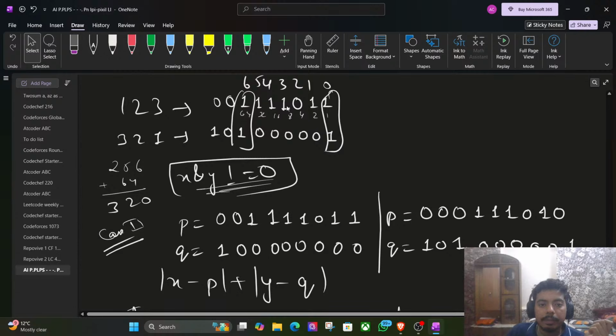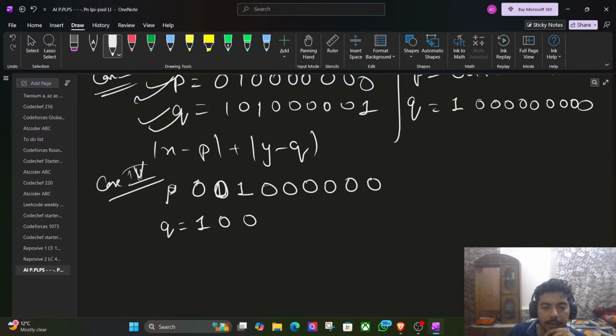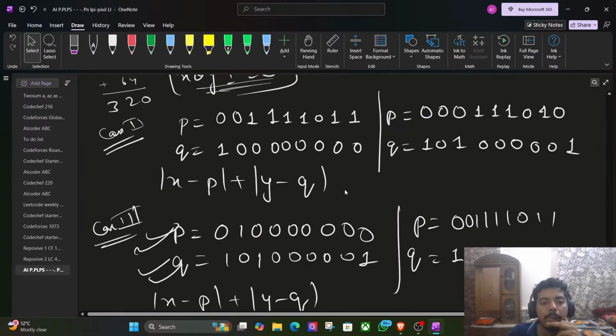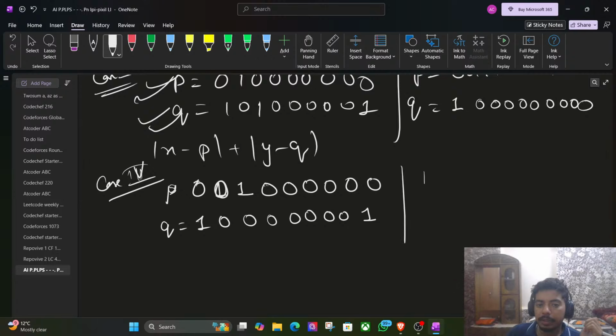Then all these 1s will come. All these 1s will come. Yeah. Set this bit as 1 and it will become 0. And for q, unset this bit, and all the bits will be set to 1 here. Okay. Set these bits, and do a reciprocal thing for p and q also. Okay.